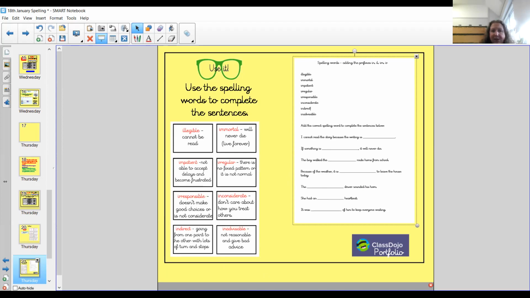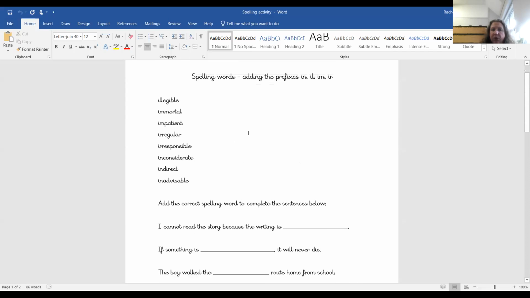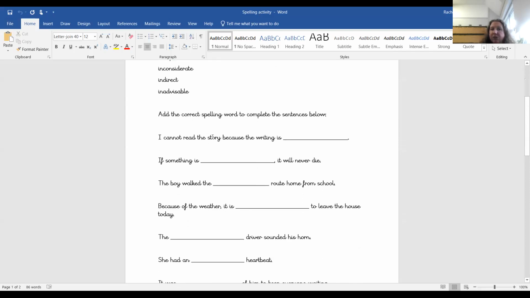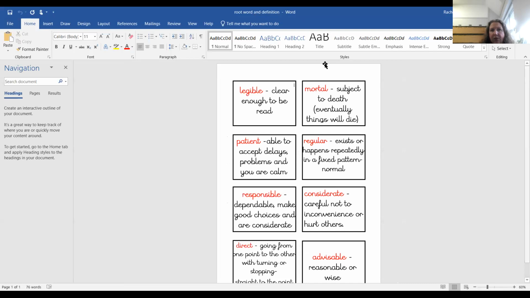So what I will do is share a different screen with you, and I can show you the spelling words. So here we have our spellings at the top. Okay, this is the sheet. This will go on Dojo. And here I have the sentences. So the first one says, I cannot read the story because the writing is, and I need to fill in that word that fits. Okay, so then I will look at my spellings. So I will go to the sheet that has got my spellings on.